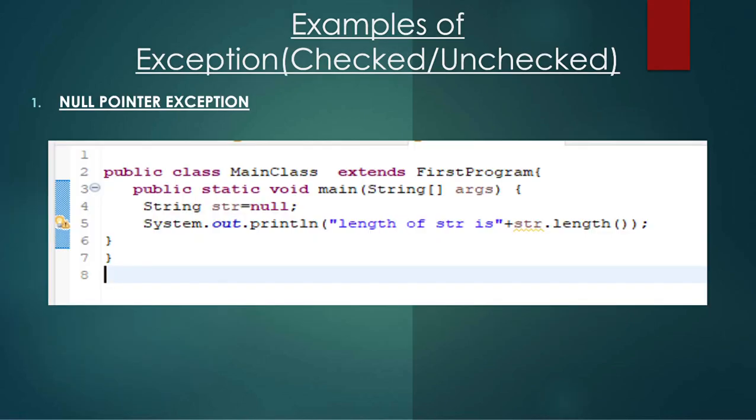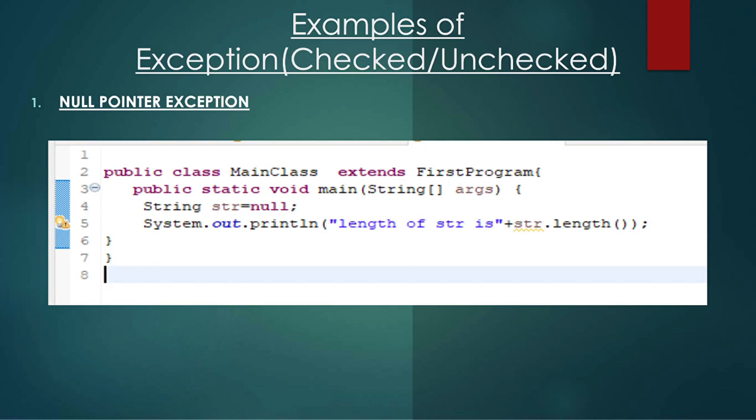The first one we are going to look at is NullPointerException. In the screenshot attached here, we can see there is a Main class. In the main method, we can see there is a string that is null. We are printing it with System.out.println, str.length. Now what will be the output of this program?